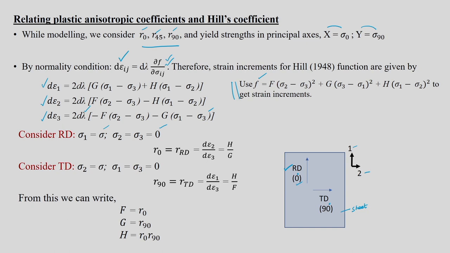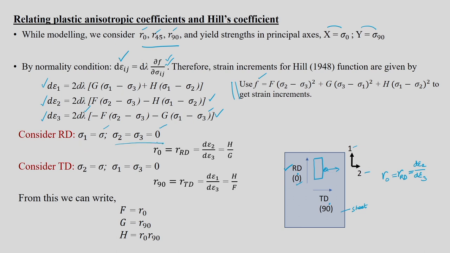So then what is R0? The plastic strain ratio in the rolling direction, R0, or capital R0, R and RD are both the same. If you cut a sample in this way and find the R value, then this becomes the width direction, and the thickness is in this perpendicular direction. So I am going to write dε2 divided by dε3. So dε2 is this, dε3 is this; you divide them and you get the ratio dε2 divided by dε3. And then you can do some simple calculation; you have to put this condition, that is the main thing.